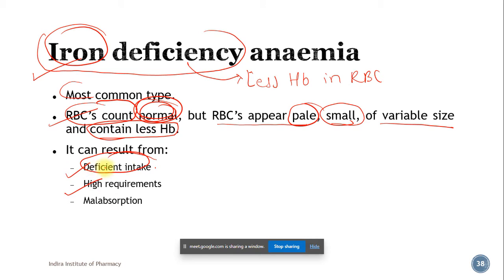Second is high requirement. That means you are taking the iron as per the prescribed quantities, but your body requires high amounts of iron, so there is imbalance between the demand and supply. That means your body requires more iron, but you are supplying the iron in lesser quantities, so there is imbalance between the demand and supply of the iron.